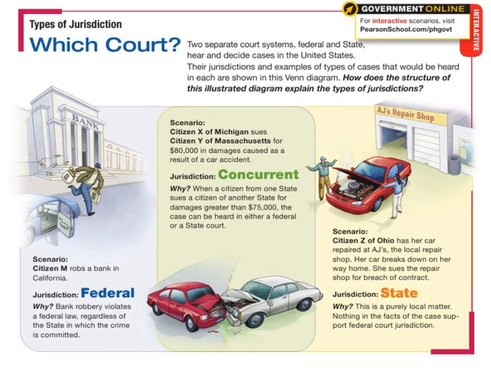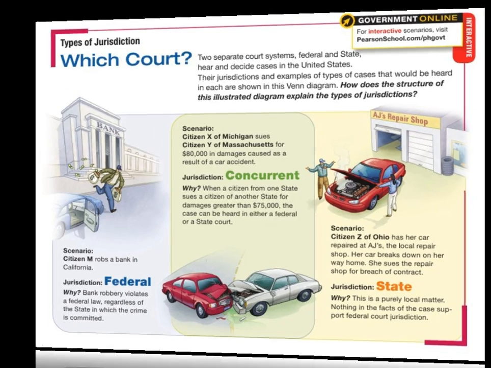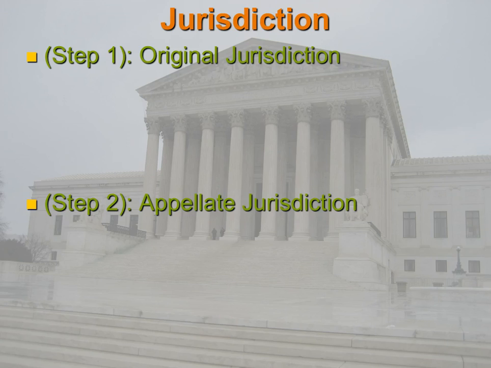Because everything takes place in Ohio, it is purely an Ohio matter. So when we talk about jurisdiction, it gets crazy because it's not only a matter of federal jurisdiction, national jurisdiction, versus state jurisdiction, but we also have a different level of jurisdiction, what is known as original, appellate, or final jurisdiction.